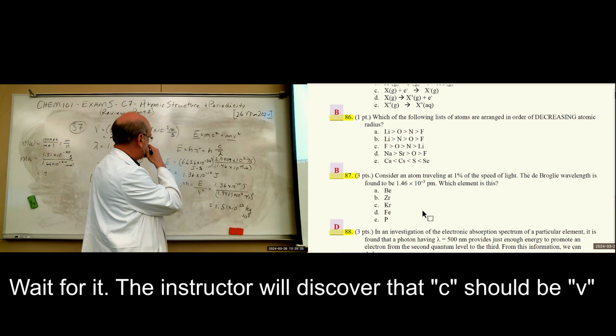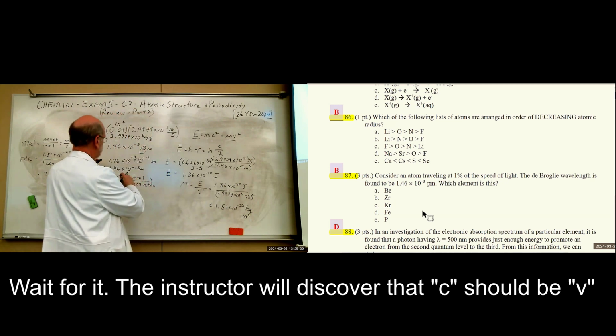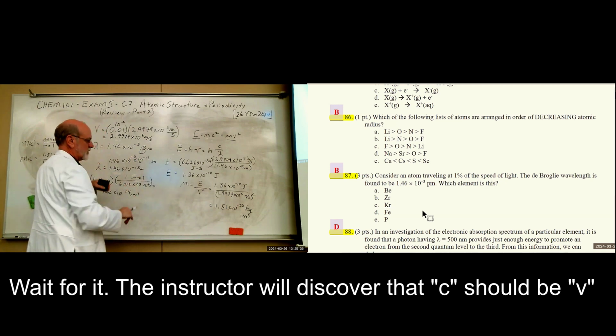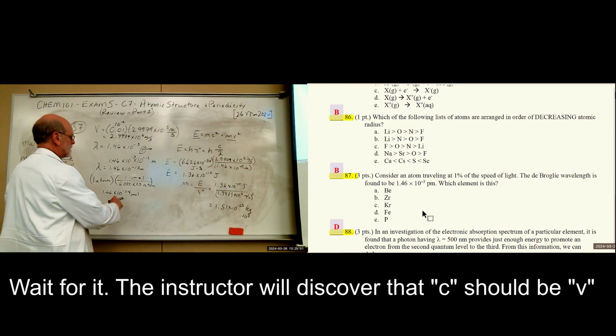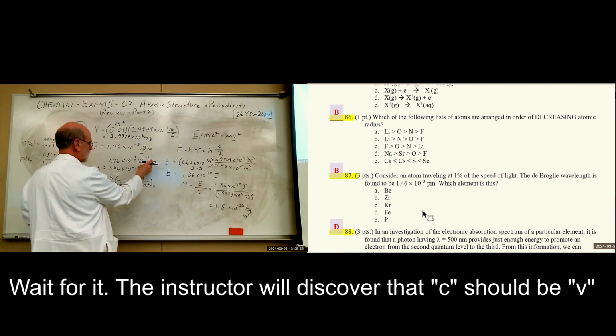So if we're calculating velocity, this is picometers. Is that right? Pico is 10 to the minus 12. Maybe it's over here. Micro, nano, pico. That's right. Picometers is 10 to the minus 12 meters. So if the unit gets bigger, the number gets smaller.